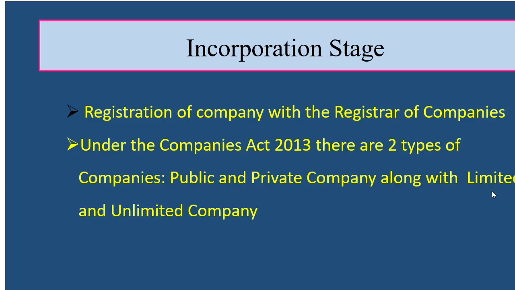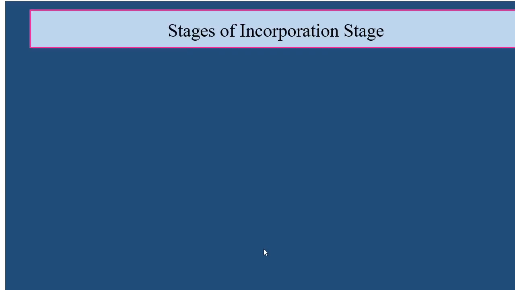So limited means the member's liability is limited to the specified things. Unlimited company, here the liability of members is unlimited. They will be personally held liable for the affairs of company. So here the promoters have to decide which category of company they are interested to float. So this should be decided by the promoter at the time of registration of a company or at the incorporation stage. There are different stages or steps under incorporation stage.